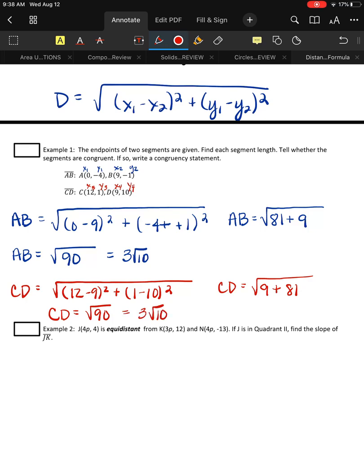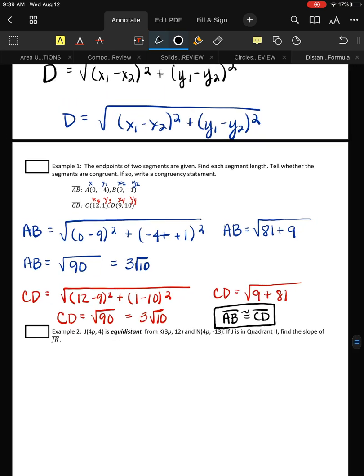So since they have the same length, we can go ahead and say that segment AB is congruent to segment CD. So because we know they're equal by the distance formula, we know that they are congruent through the definition of congruence. Okay, so that's everything that I should expect to see for an example like that. So the setup of your problem, the simplification of your problem, you might not need to show all of those steps, but you should show some of them. And then you need to finish with saying that they are congruent in a congruency statement.